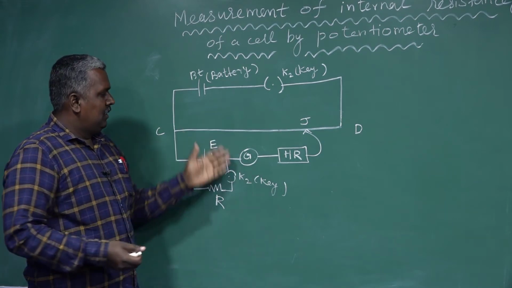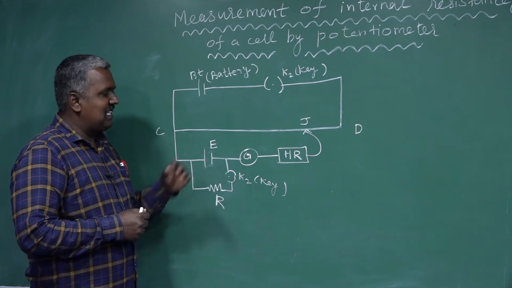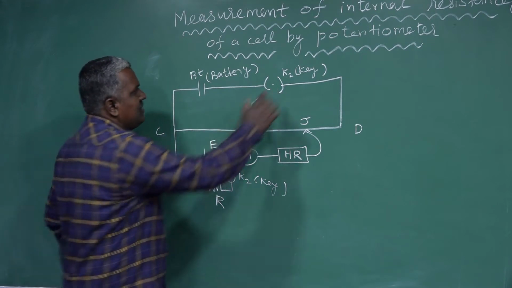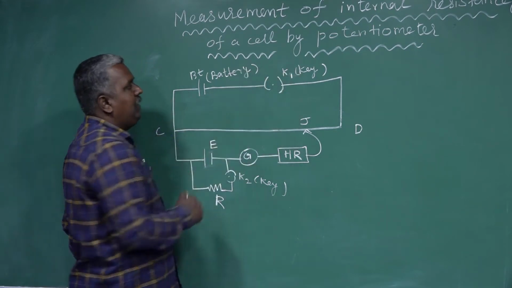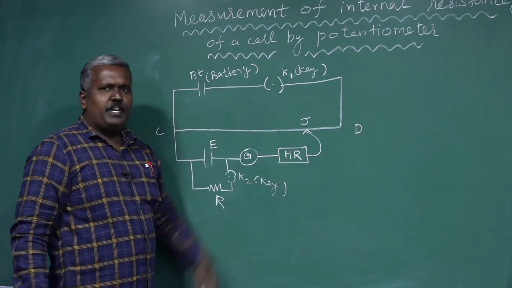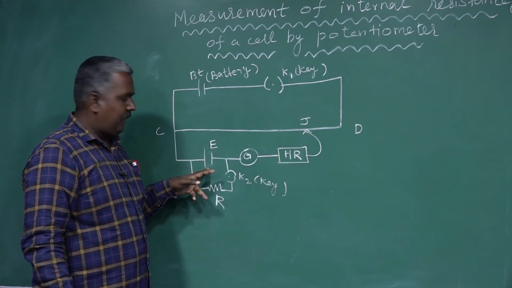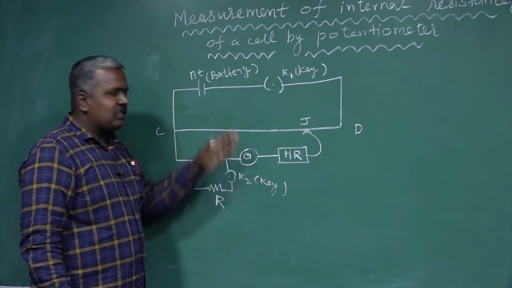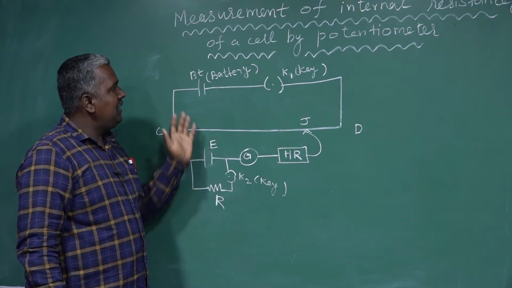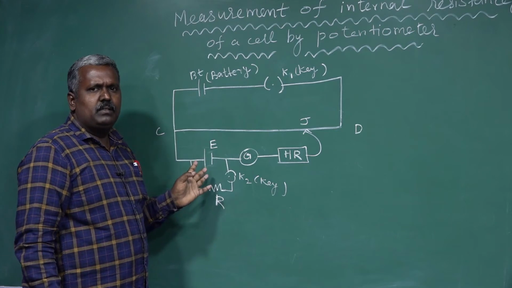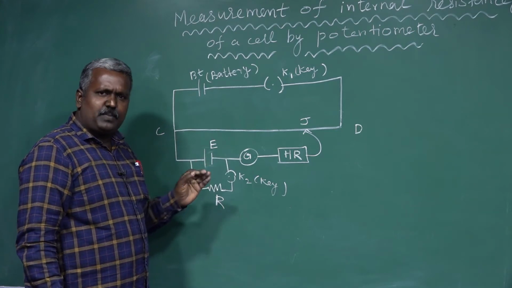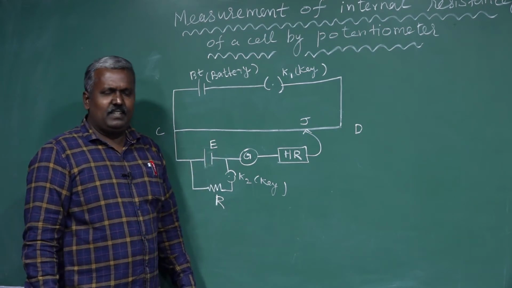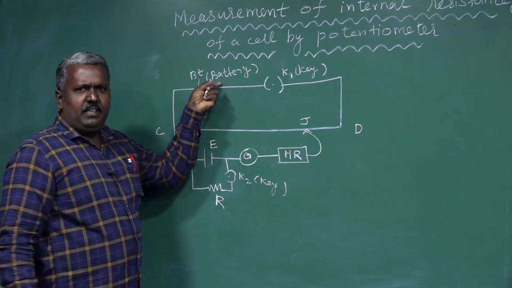Okay, listen properly. This is a circuit. Battery, key. Sorry, this is K1. This is the potentiometer. This is the cell. This is the resistance box. Right? Come on, take your textbook. Write on the diagram. After writing these words on your diagram, then you can write the explanation of this circuit without any confusion. Clear? Yeah. Battery. Come and write down.